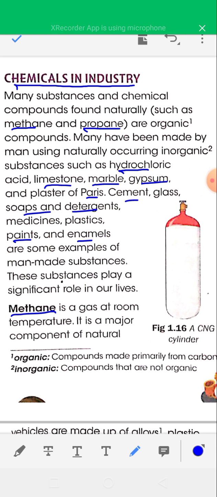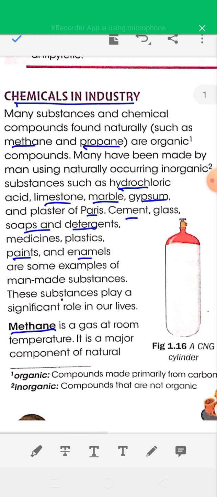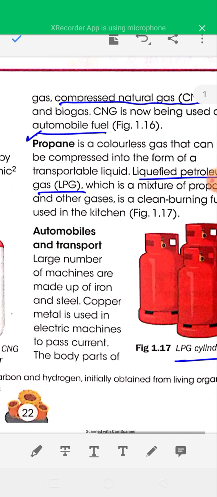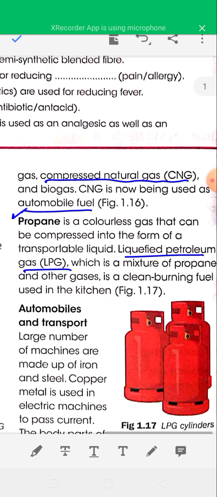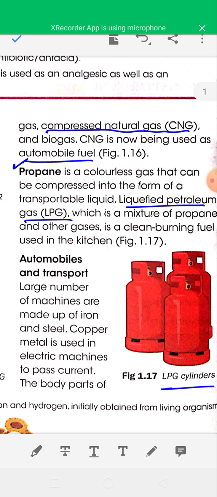So first, the chemical substance is methane. It is an organic compound and it is a gas at room temperature. Methane is a major component of natural gas, compressed natural gas, that is CNG, and we use CNG as automobile fuel.